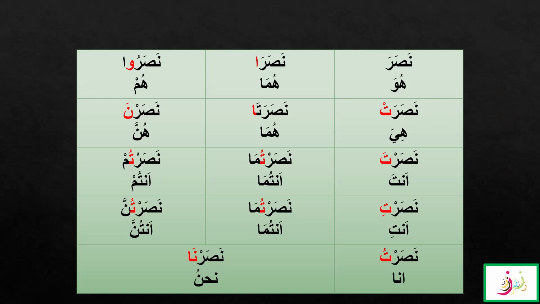So let's start. Nasara will be converted to Nusira. Huma, Nasara again, Nusira, U-I sound. Nasaru, then it will be Nusiru. Again, Nusira, Nusira, Nusiru. Again, Nusirat. Remember your U-I sound: Nusirat, Nusirata, Nusirna, Nusirna.